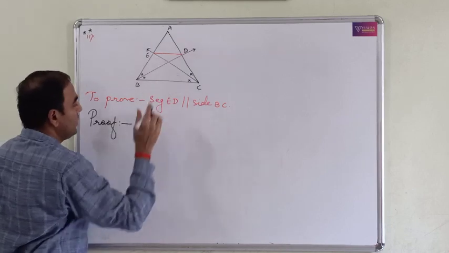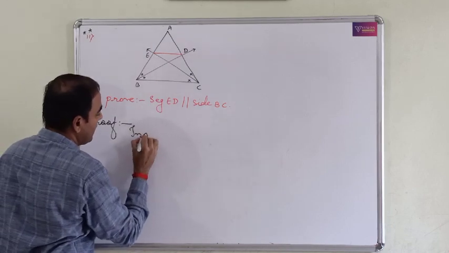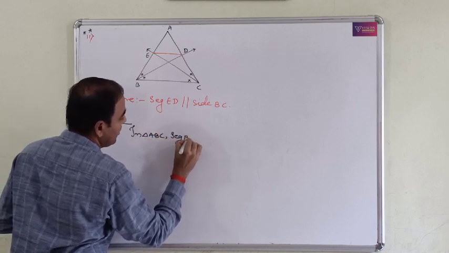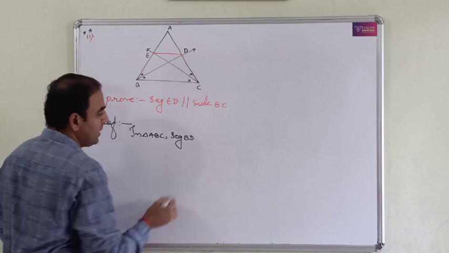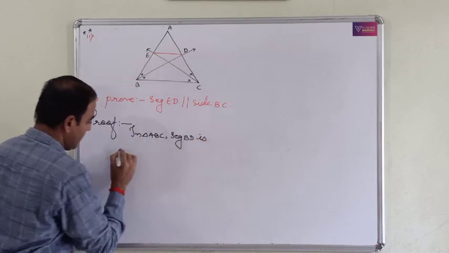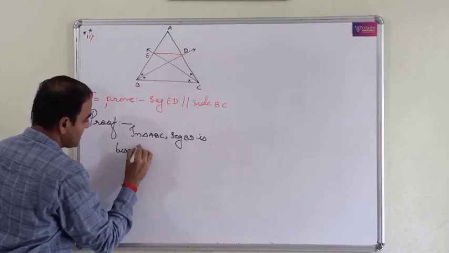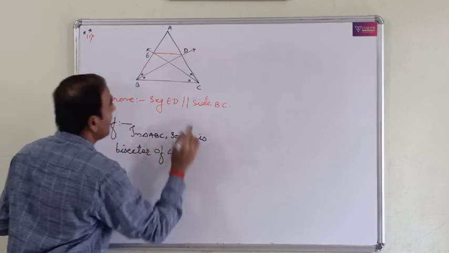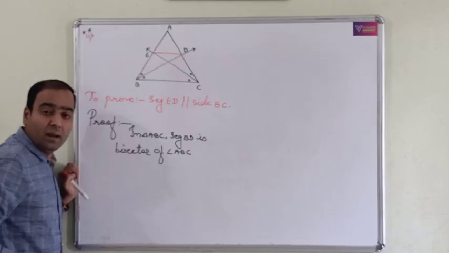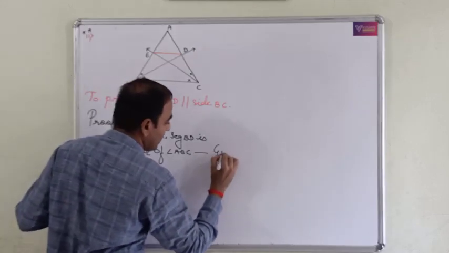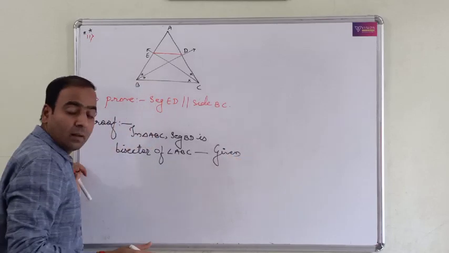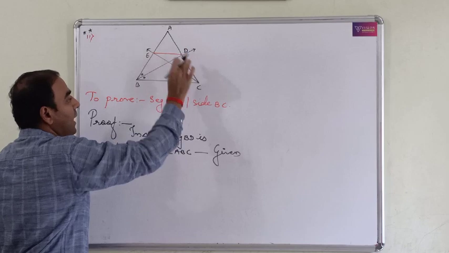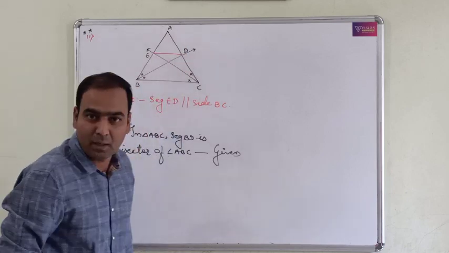Okay. In triangle ABC, they say segment BD, or you may say ray BD, no problem. Ray BD is the bisector of angle ABC. Ray BD is the bisector of which angle? ABC. It is given. Then by the property of angle bisector, it divides the opposite side in the ratio of the remaining two sides.